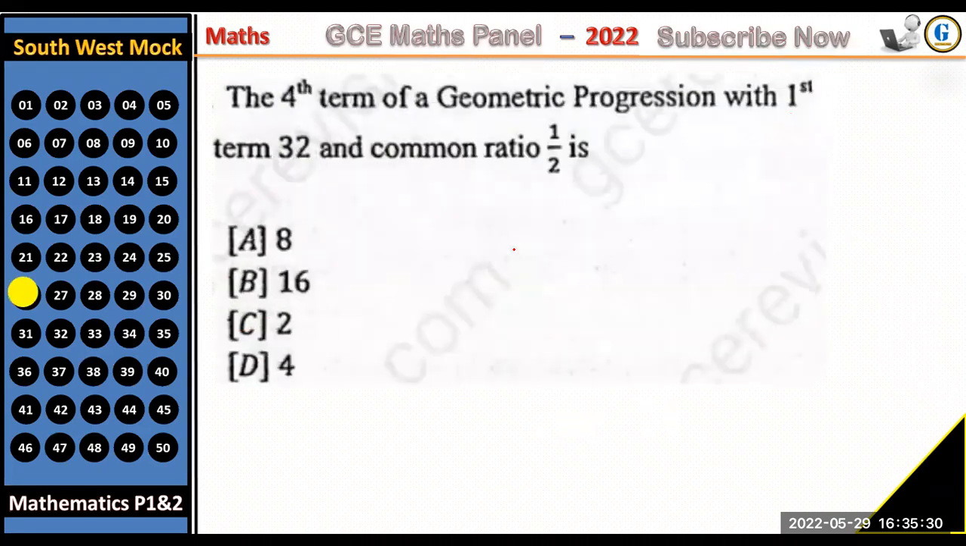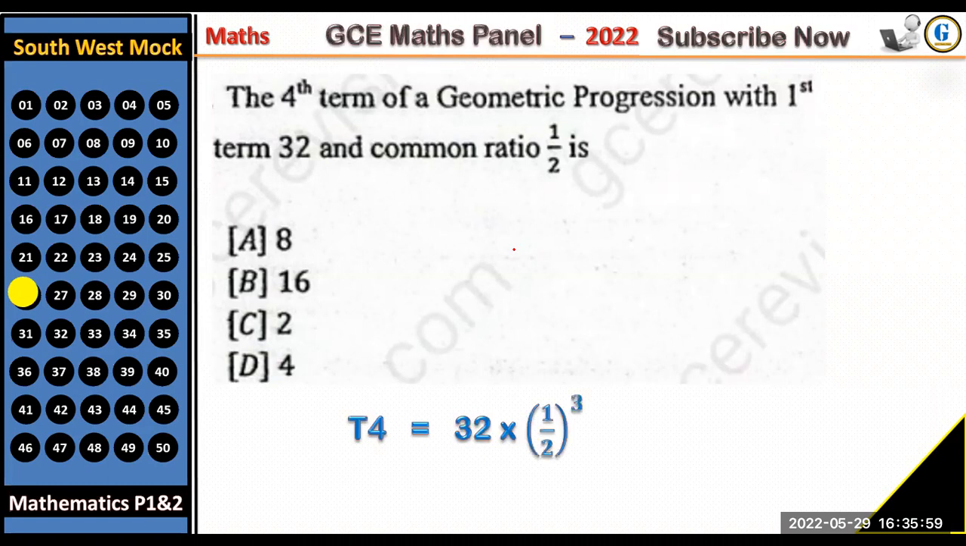Question 26. The fourth term of a geometric progression with first term 32 and common ratio one half is? For a geometric progression, the fourth term is given by ar to the power 4 minus 1, or ar to the power 3, where a is the first term and r is the common ratio. So our first term is 32, times r to the power 3. This is going to give us 32 divided by 8, which is equal to 4. That gives us 4.